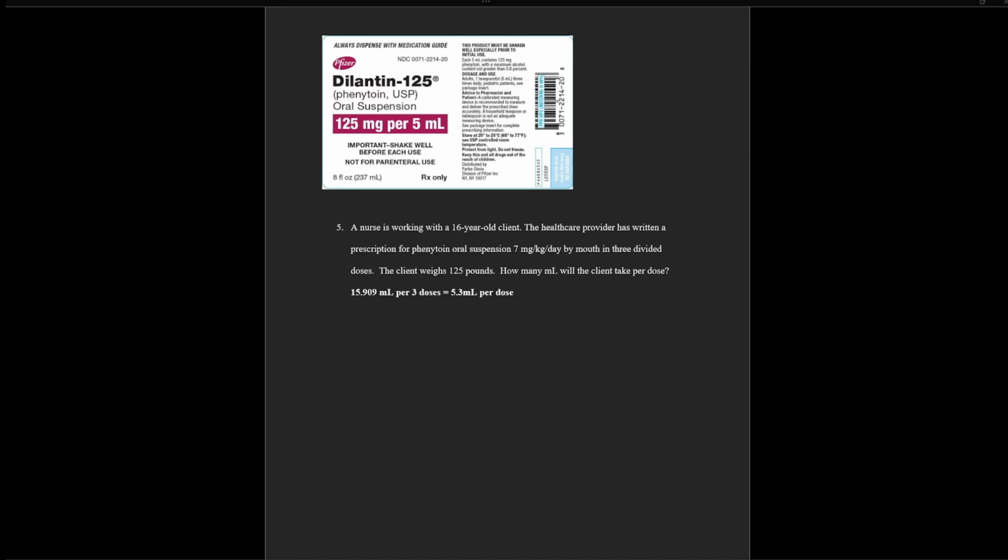All right, we have a complicated question. A 16-year-old client is receiving phenytoin oral suspension, 7 milligrams per kilogram per day. They are receiving a weight-based medication orally in 3 divided doses. The client's weight is 125 pounds. How many mLs will the client take per dose? And again, they're getting 3 divided doses.